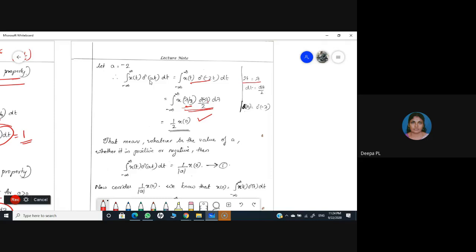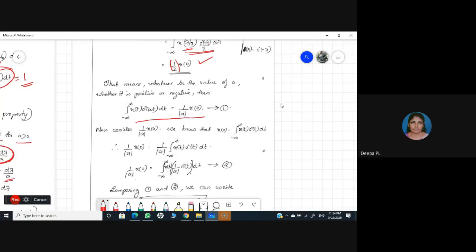So whatever the value of a, whether it is positive or negative, you are getting the magnitude 1 by a. So I can write the integral of x of t delta of at dt as equal to 1 by mod a into x of 0. Consider that as equation number 1.